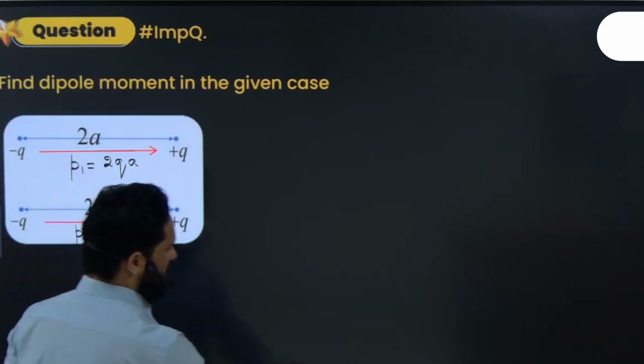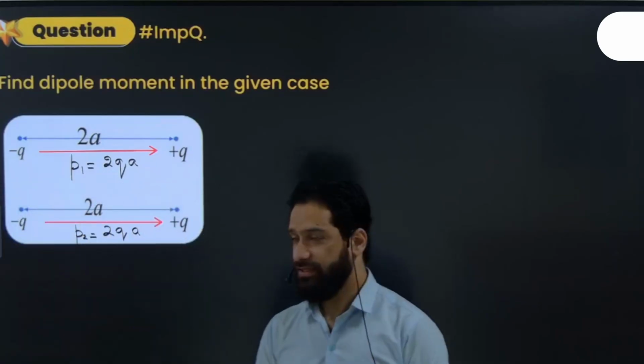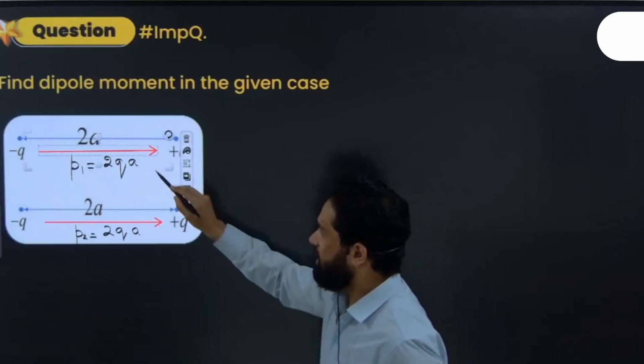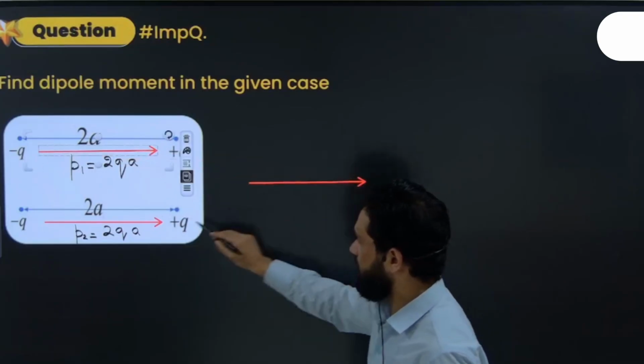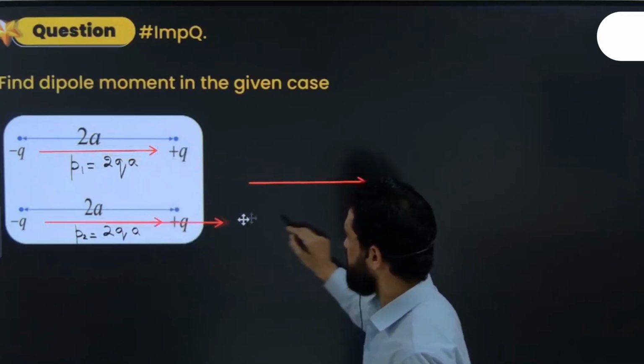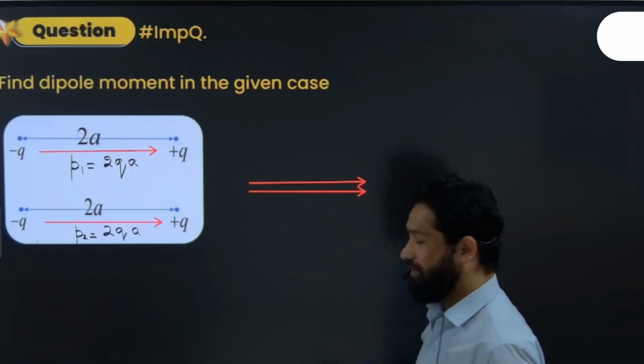Now you can see you have been given two vectors here. Two vectors are going in the same direction. Let this be P1 and let this be P2. P1 and P2 are given in the same direction.